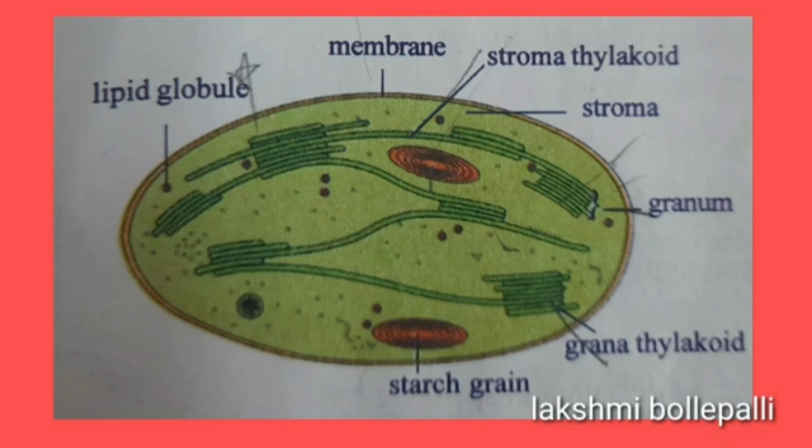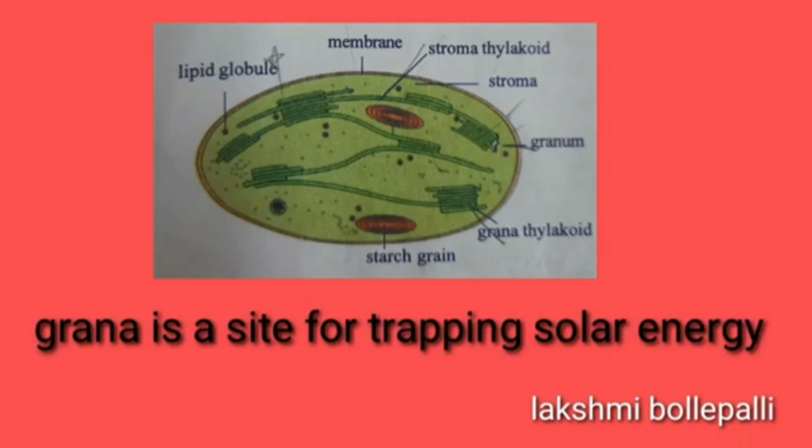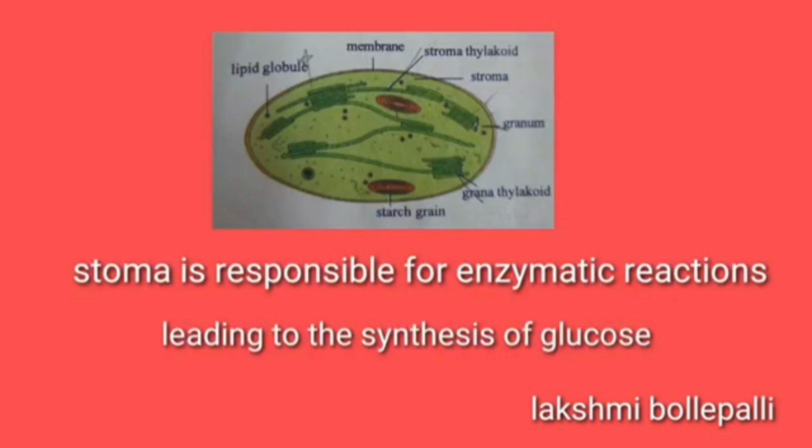Chloroplast is a membranous structure consisting of 3 membranes. The third layer forms sac-like structures called as grana. It is a site for trapping of solar energy. The fluid-filled portion is called as stroma. It is responsible for enzymatic reactions leading to the synthesis of glucose, and next it turns into starch.